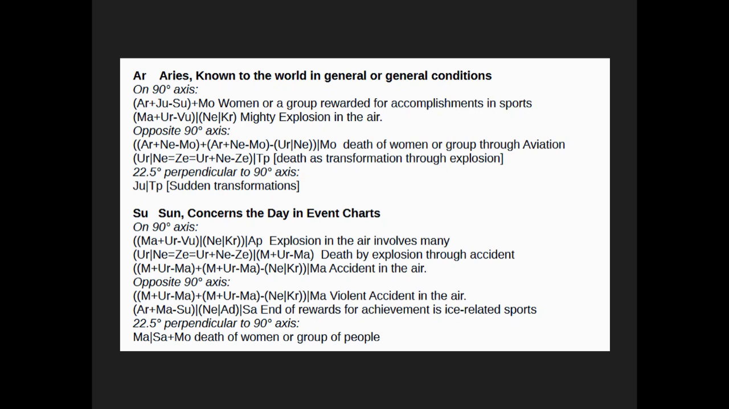You've got another complex formula about the explosion in the air, another death of women or group through aviation, death as transformation through explosion. Okay, on the 22.5 perpendicular to the 90-degree axis, we have Jupiter and Trans-Pluto, which I'm interpreting here as some transformations.